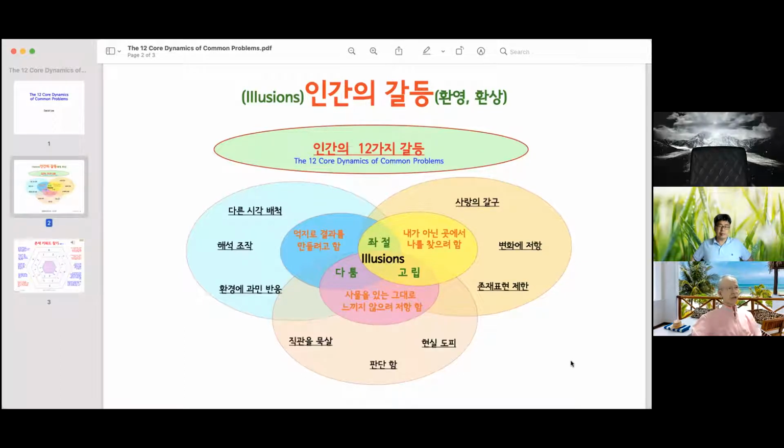And this common area between the yellow color and the pink color is isolation. Blue and pink is struggle. Blue and yellow is frustration. And the three common areas can be illusions.